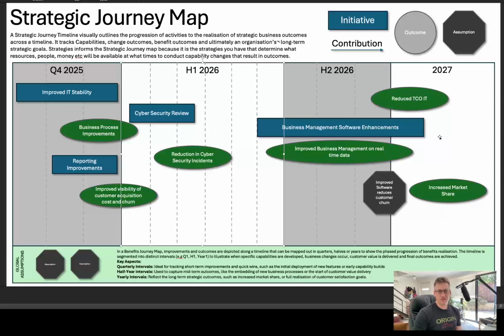So there's a lot that you can map out on here, and it basically provides a visual for you to figure out when are you going to do these things, and what outcomes are you likely to get in those time frames, so you can see it quite clearly.